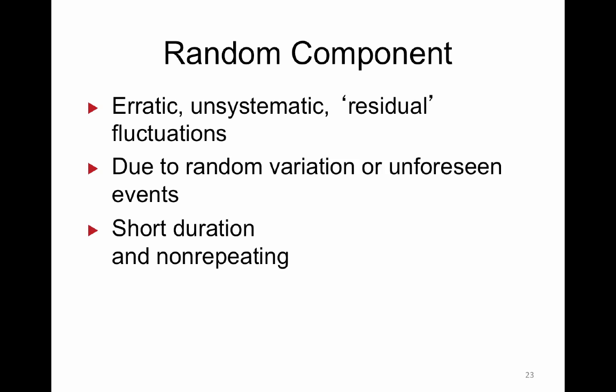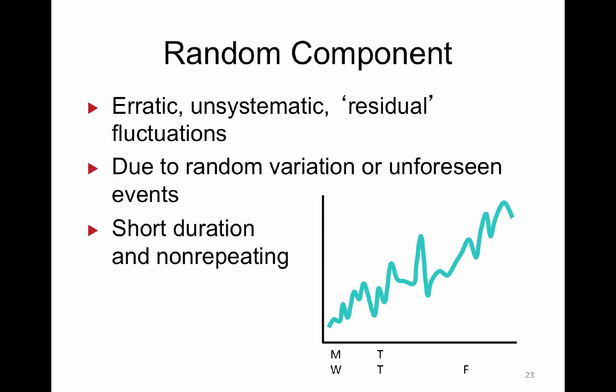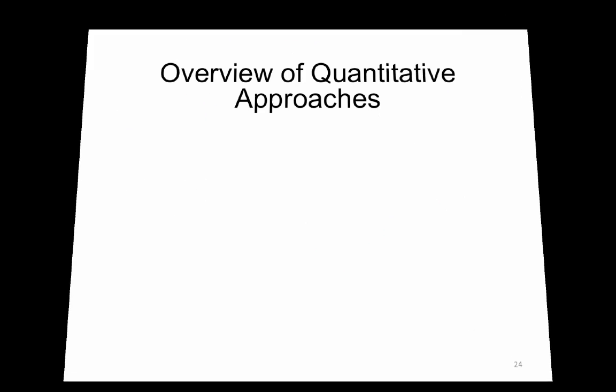And the random component is just like what it says. It is completely random. It's really hard to pinpoint what happened there. And that's fine. There is going to be that sort of a component to forecasting.